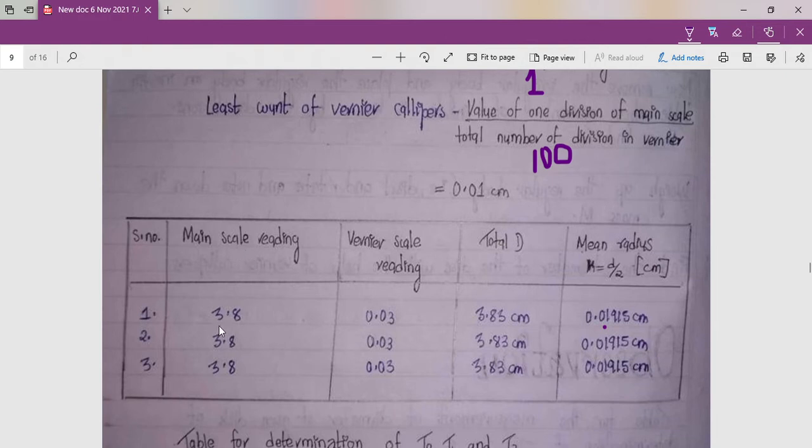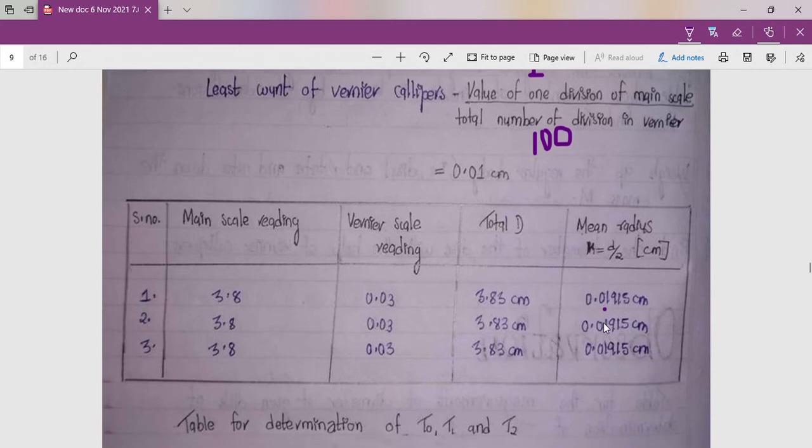That is, main scale reading 3.8, 3.8, 3.8 and vernier scale reading is 3, but on multiplying it with the least count we get 0.03. Adding both the main scale reading and the vernier scale reading we get the total diameter. On dividing it by 2 we get the radius, which is the required value.